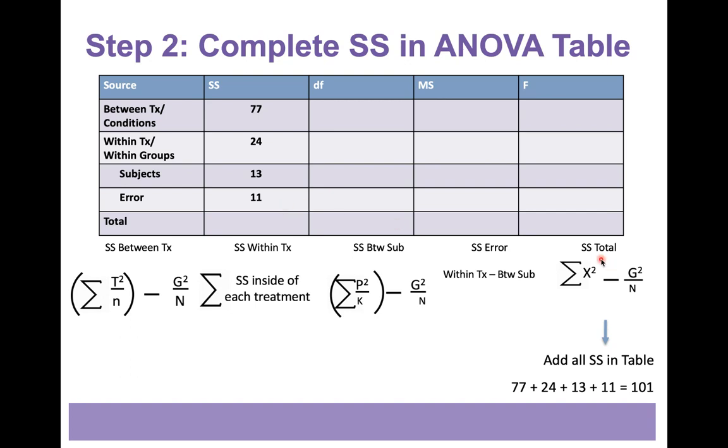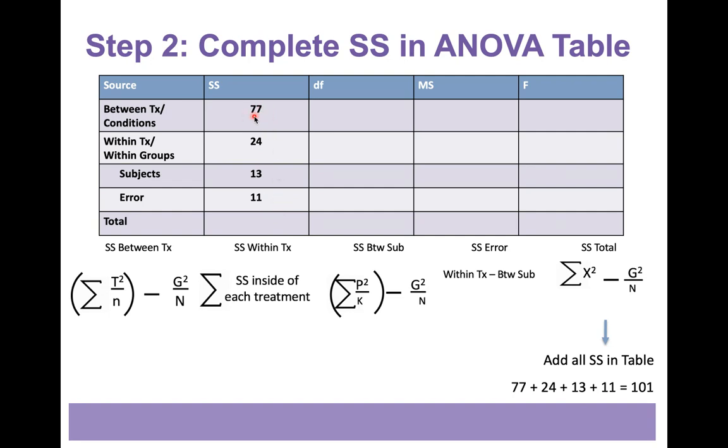And then for sum of squares total, sorry, I've got a little mistake here. We add up all the sum of squares in the table, but I'll fix this on the static lecture, my bad. But keep in mind, and this is the mistake I made, that subjects and error variability are the two components of within subjects variability. So this 13 and 11 are what make up this 24. So you don't want to do what I did, which was add them all together.